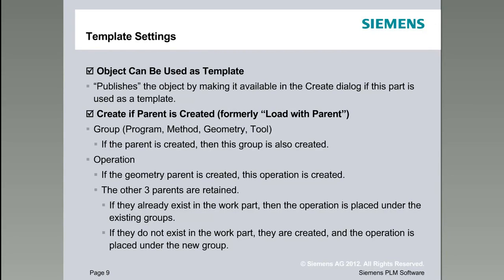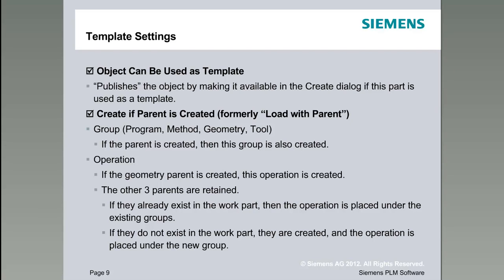What the second one does is says create a parent is created. And we used to call this load with parent. What this means is if the parent is created, then this is created. So in the case of a group, it's fairly straightforward. If I'm a tool, for example, and the tool's in a pocket, that would mean that if that pocket was ever created, the tool would also be created. It just goes along with the parent. Whenever the parent's created, the child also goes.